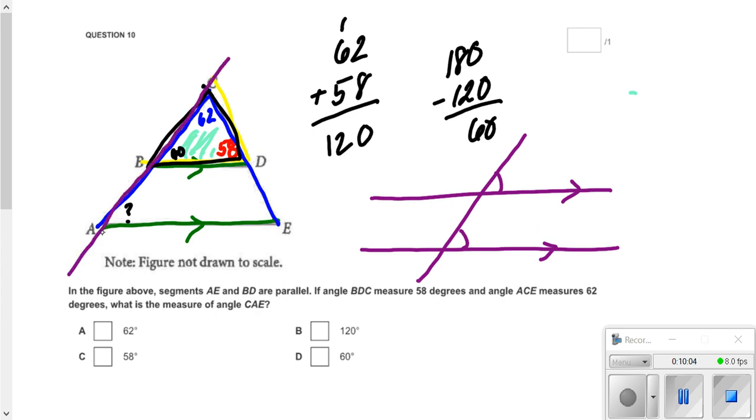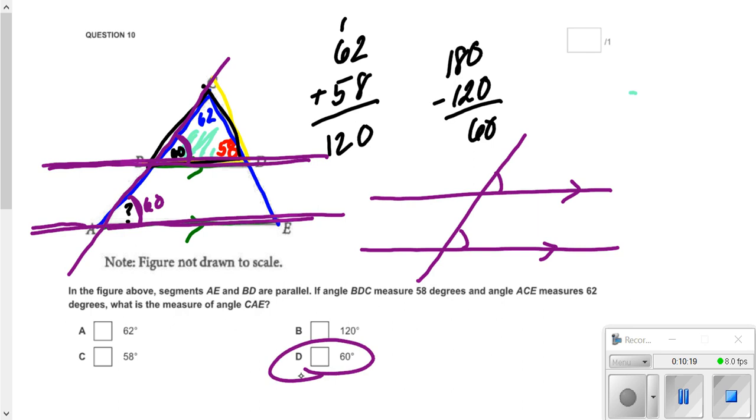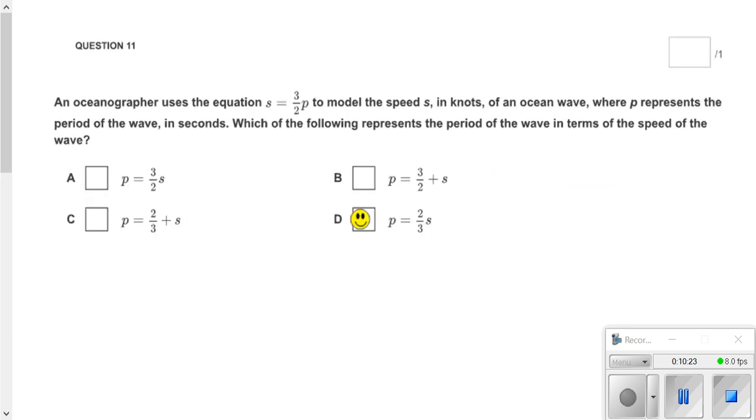Here's the line that we would call transversal. Fancy word, not necessary to really have that, but this angle being 60 means that this angle is going to be 60 because the parallel lines keep everything kind of matching up. So this is our correct answer for that question. Again, I have a suspicion that people just haven't had as much geometry.